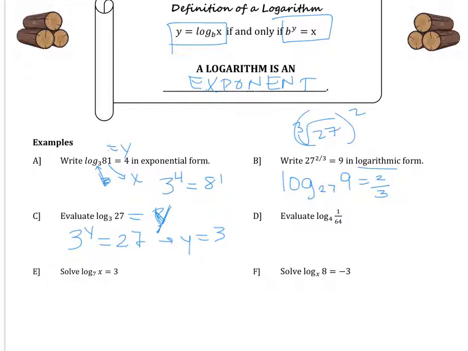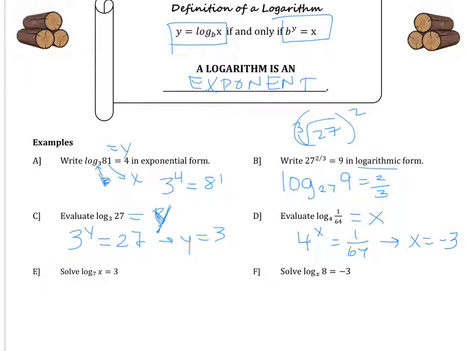Same thing over here, log base 4 of 64, that equals some number. Let's call that number x this time. So 4 to the x power equals 1/64. Now we've got to think about this. If we have 4 raised to a power and we get a fraction, that power must be negative. So this is x equal to -3.